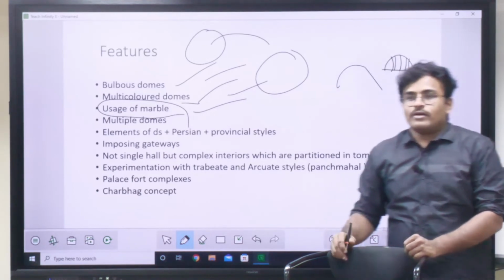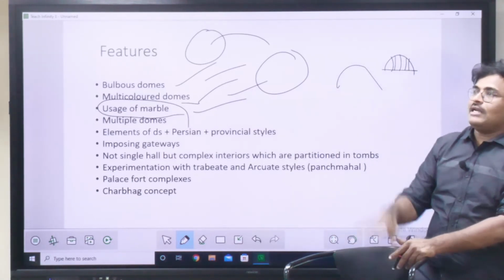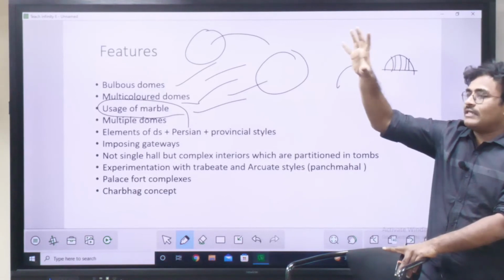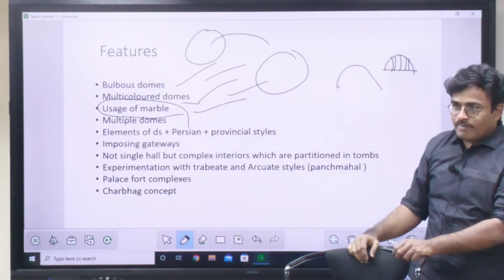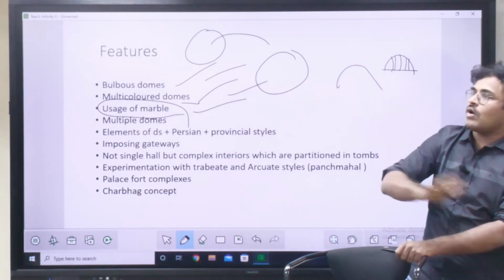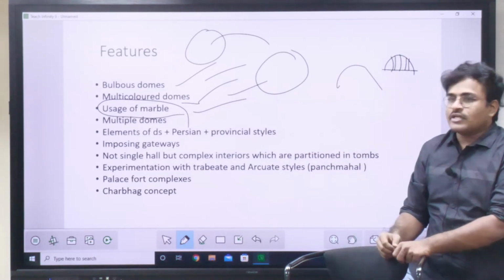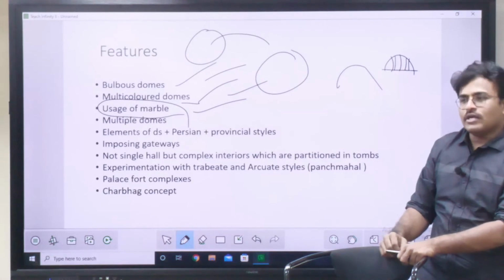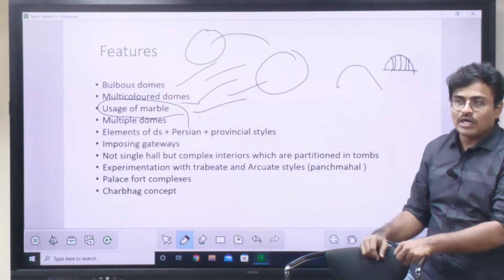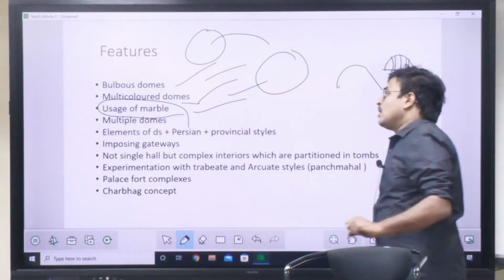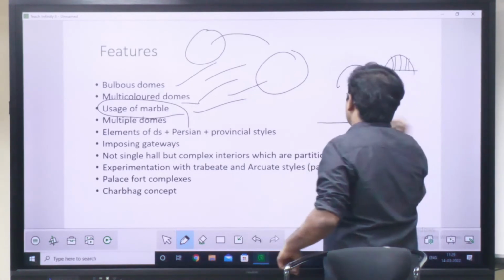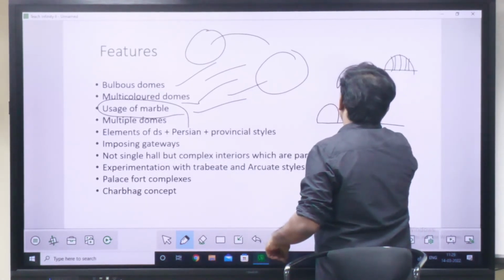Because earlier, multicolored marbles and sandstone were used for construction. But what the Mughals did is they replaced all these colors with a single color. Mughals had a great liking towards white, so they constructed most of their buildings in white marble. I'll show you the buildings too. They are very beautiful to look at. Then they also started constructing the same structure with a multiple number of domes.